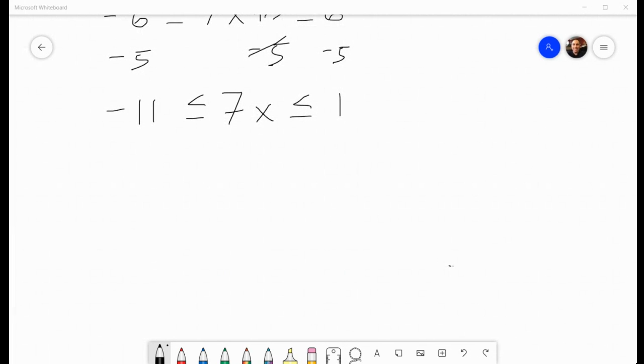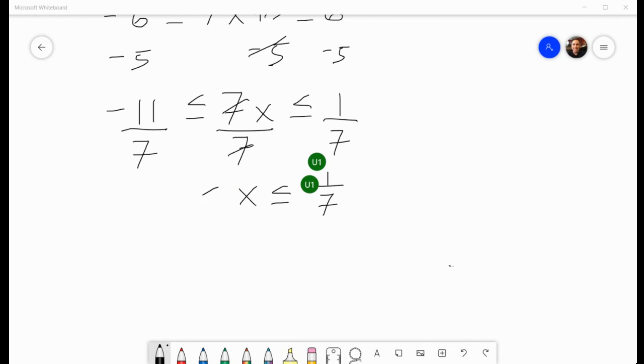Okay? Now they can see that. Now we're not quite done, right? Because we don't want 7x all alone. We want x all alone. So we divide by 7. And again, we're dividing by a positive. Divide everything by a positive, so we don't turn the inequalities around. And when we do this, the 7's cancel. We get x less than or equal to 1 over 7, greater than or equal to negative 11 over 7. Okay, that's good.